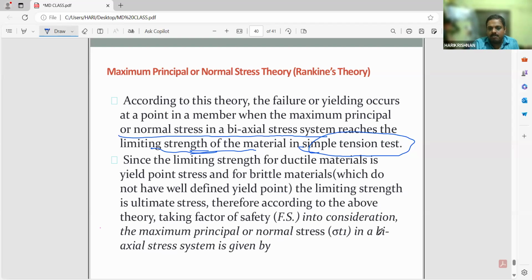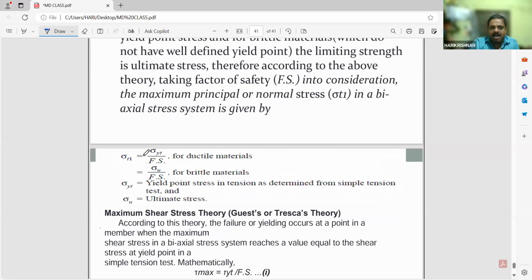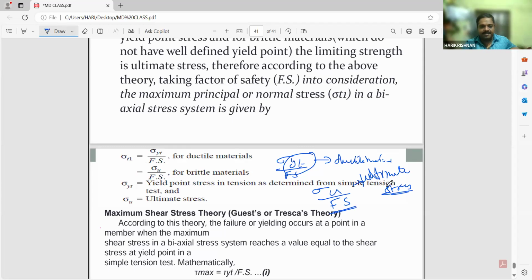The maximum principal or normal stress theory in a biaxial system is given by sigma T1 equal to sigma YT divided by factor of safety. Sigma YT means yield point stress. Yield point stress will be coming in which material? Ductile material. Yield point will be coming in ductile material, and if it is for brittle material, it is sigma U divided by factor of safety. So what is that sigma U for? Ultimate stress. It is for what? Brittle materials.